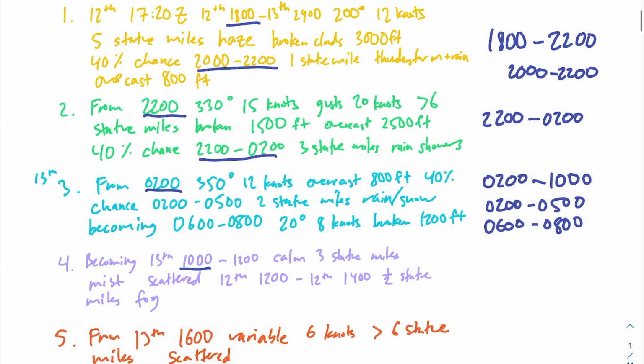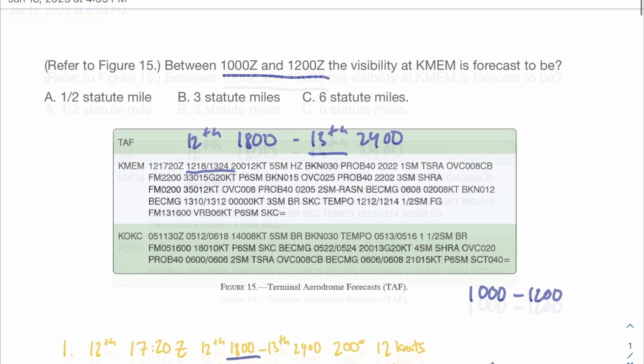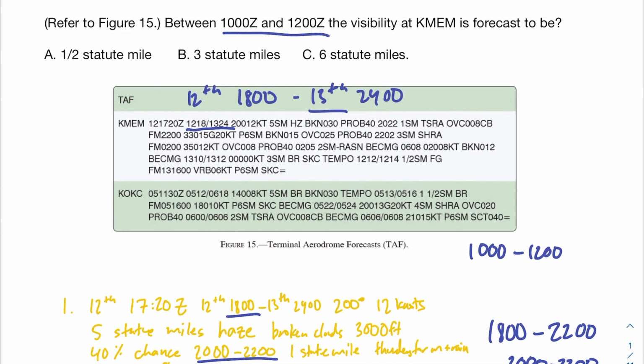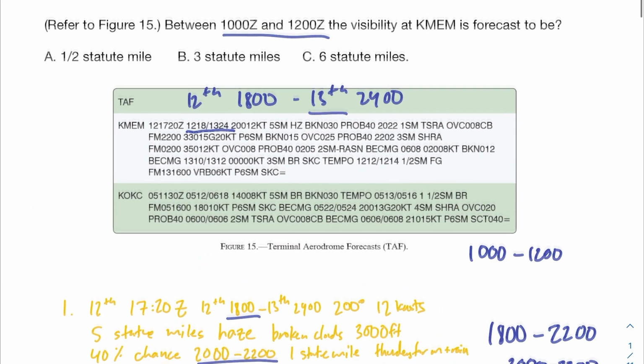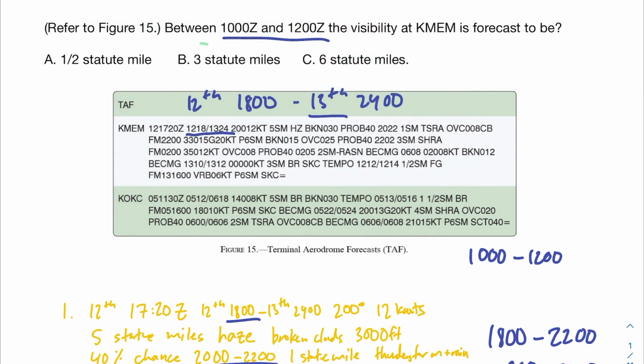This next line, however, looks like it's from 1000 to 1200 Zulu. That is awesome. That is exactly what we want. So what was the question actually even asking? It's saying, what would the visibility between those times be? Okay, so we follow this fourth line down. It's beginning the 13th from 1000 Zulu to 1200 Zulu. It looks like it's calm, and our visibility is 3 statute miles. So the correct answer here would be 3 statute miles.